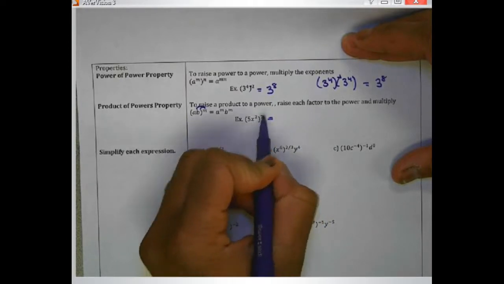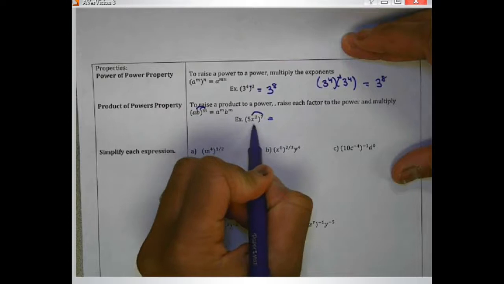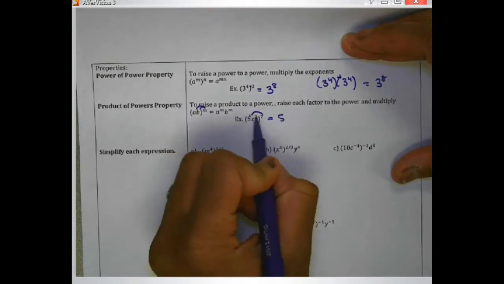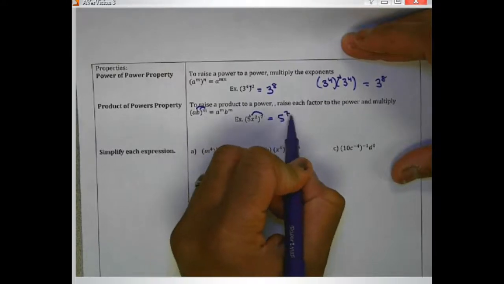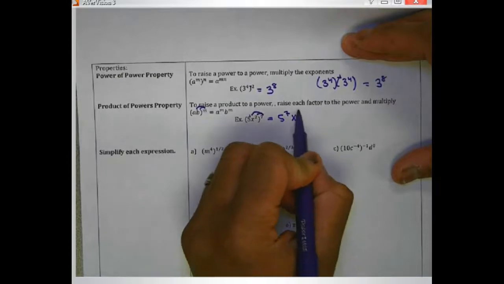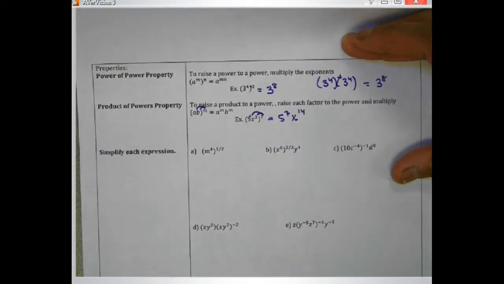For this one, I'm going to distribute the 7 here. So this 5, if you notice, it doesn't have an exponent, so I'm going to put a 1 there. So this becomes 5 to the 1 times 7 is 7. And then I have x to the 2 times 7, 14. And then that's it for that.